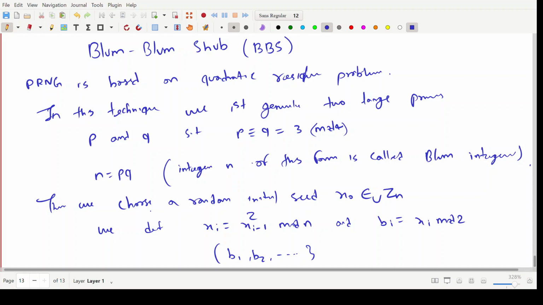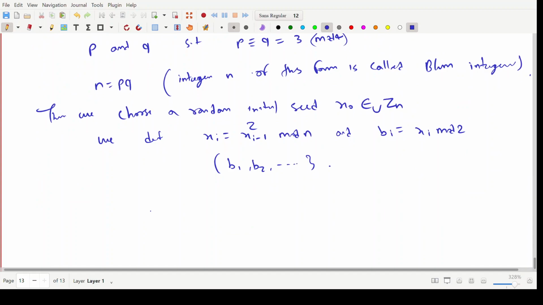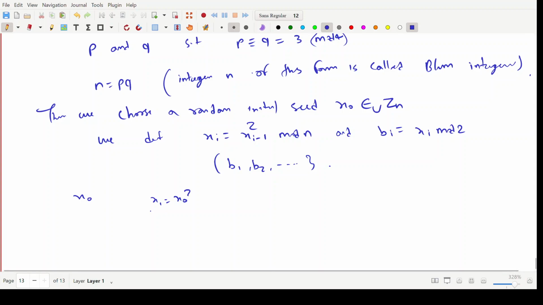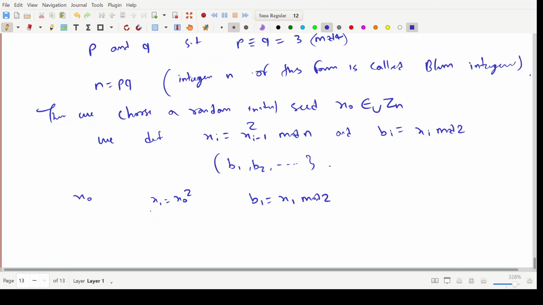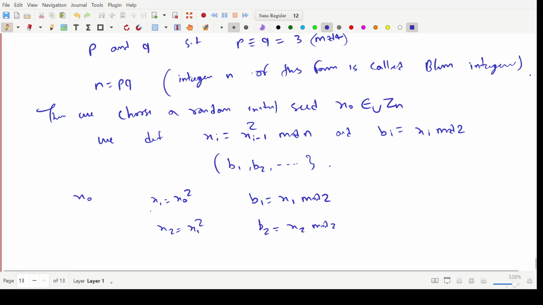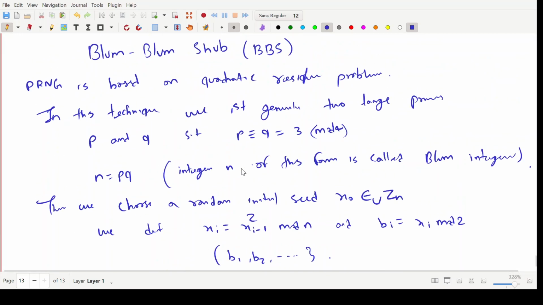It has been proved that the BBS pseudo random number generator is unpredictable. So what is happening? I have initial seed x0. x1 will be x0 square. Then b1 will be x1 modulo 2. Then x2 will be x1 square, and b2 will be x2 modulo 2. So this is how we get the pseudo random bits. Okay, thank you so much.